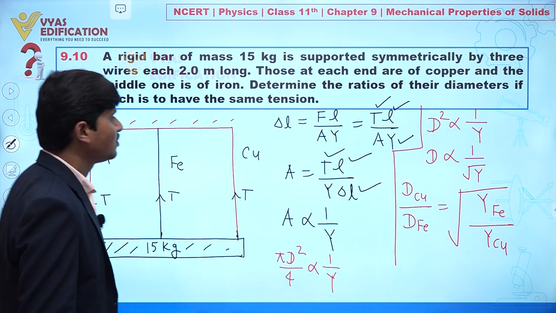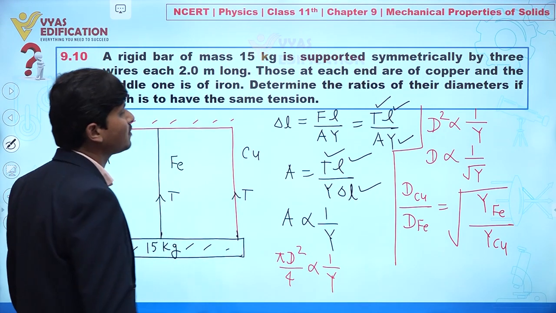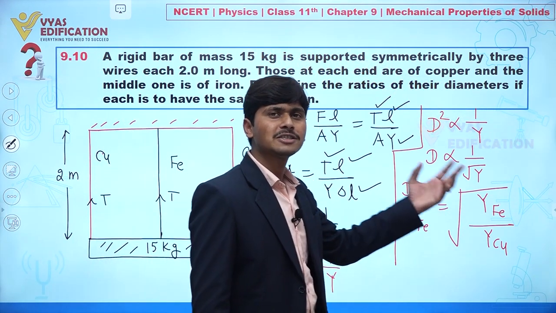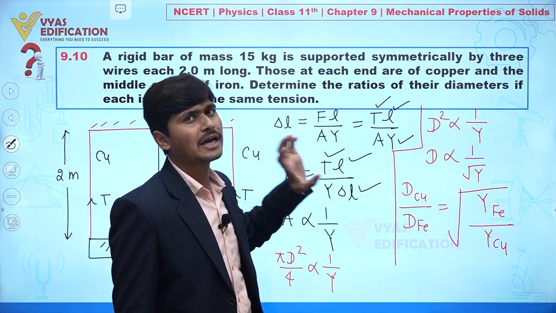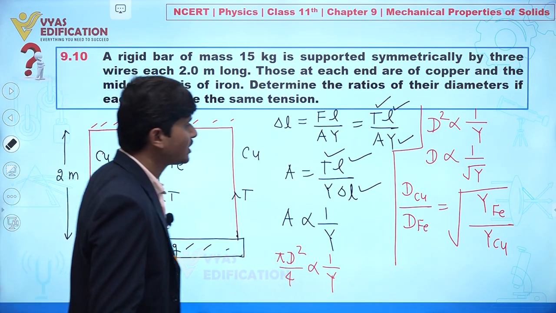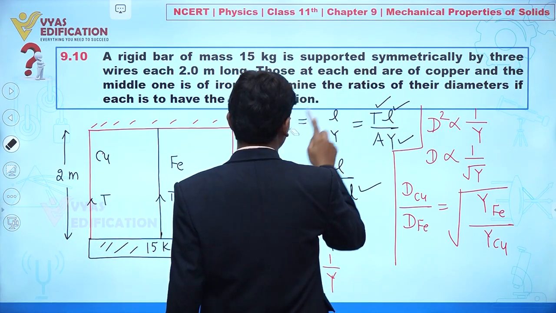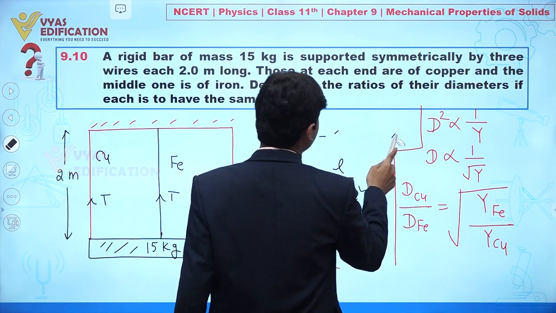Now if I find the ratio of their diameters, if you know the value of Young's modulus, you can directly calculate this ratio. So now I am going to tell you the value of Young's modulus for iron and the value of Young's modulus for copper.